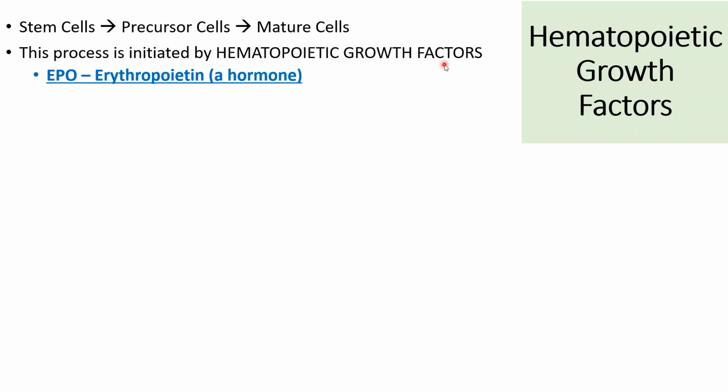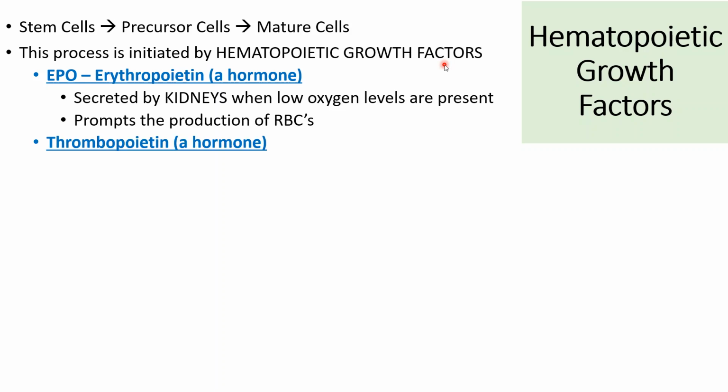Well, if erythropoietin, EPO, is present, that is a hormone. Remember, we learned that in chapter 17. It is going to produce red blood cells. So kidneys secrete EPO when oxygen levels are low. That is going to cause the production of red blood cells.